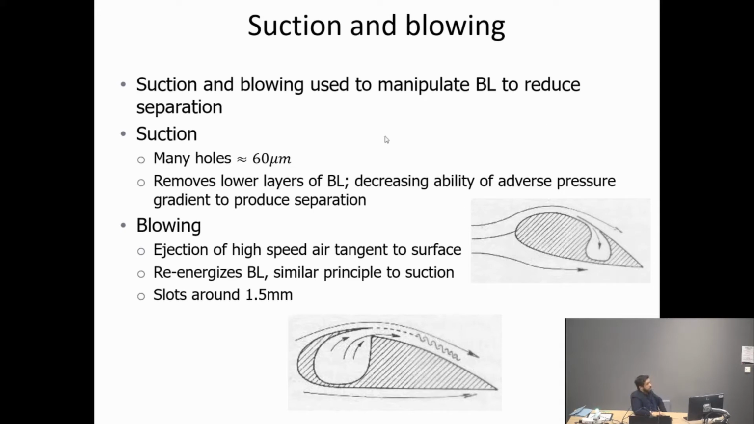So with suction and blowing, the focus is on the boundary layer. We want to have effects on the boundary layer. In terms of suction, you just suck the fluid, and blowing is you blow the fluid. Suction can be achieved using what we call suction holes. On the wing of the aircraft, we create tiny holes along the chord, for example, or in specific sections of the wing. Typically, they are about 60 micrometers in size.